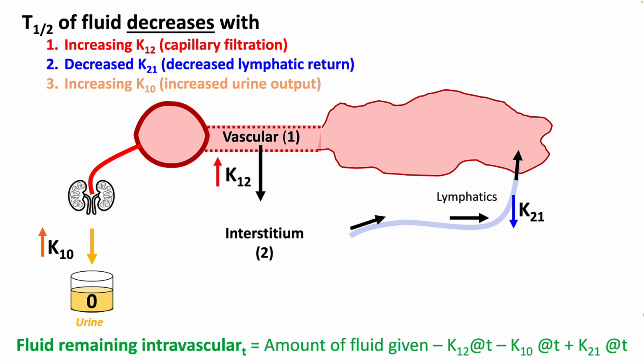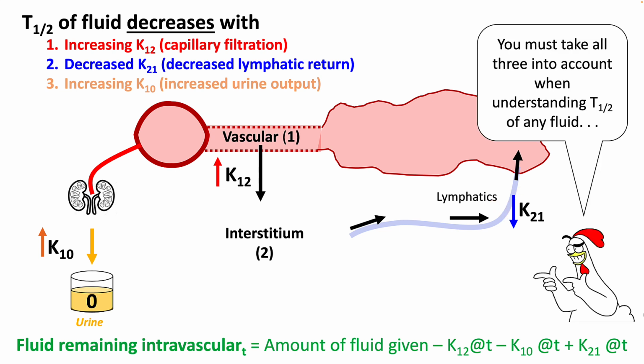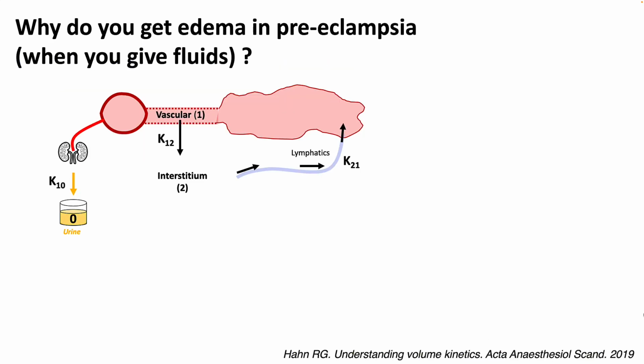So fluid remaining intravascular at time t would be equal to the amount of fluid given, minus the amount of fluid that has leaked into the interstitium, minus the amount of fluid that has been peed out, plus the amount of fluid that is returned from the lymphatics to the intravascular compartment. So whenever you look at the T half of any fluid, you have to take all these three clearances into account. Let's understand with some example.